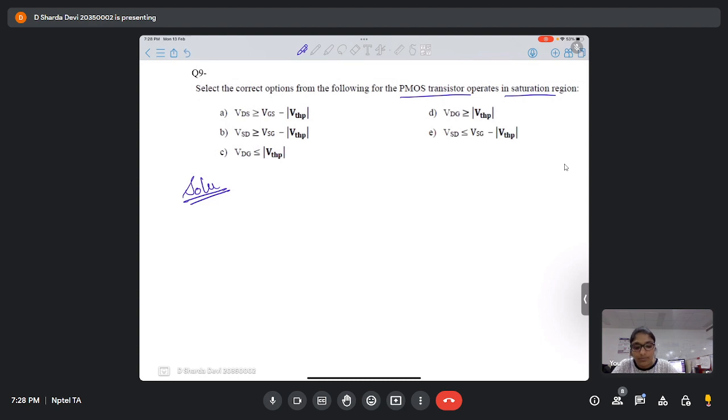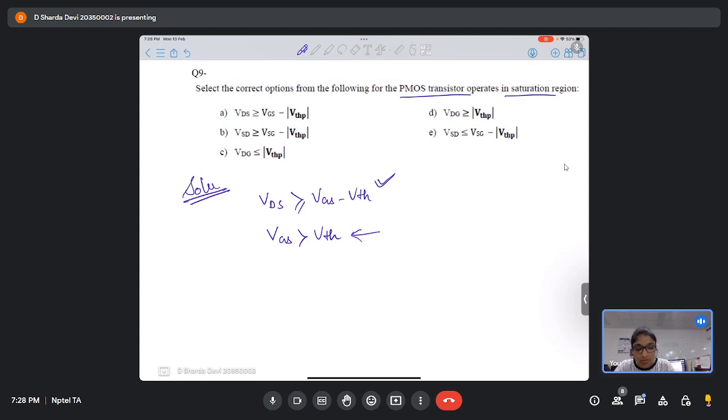VDS is more than VGS minus VTH. What else? More than or equal to. Yeah. What else? See, this is the main condition, but you should never forget VGS should be greater than VTH. This is also a must. If this is satisfied but this is not, then your transistor isn't actually in saturation, it is cut off.